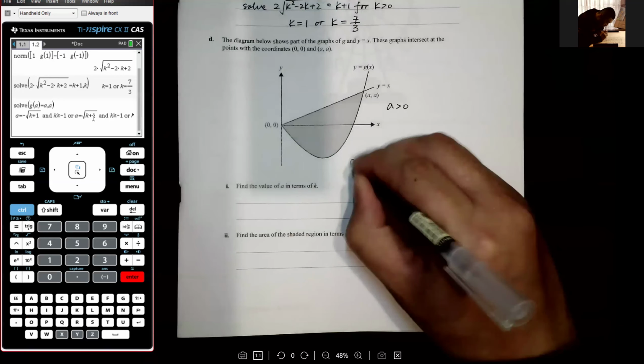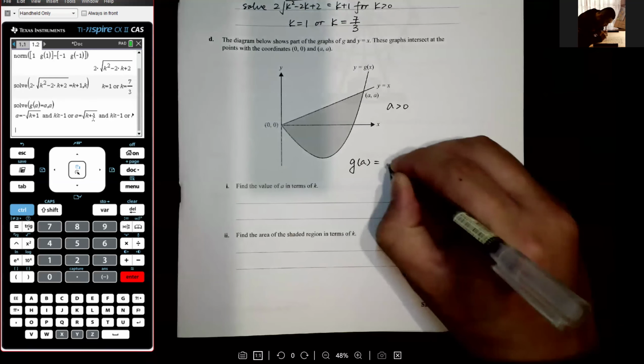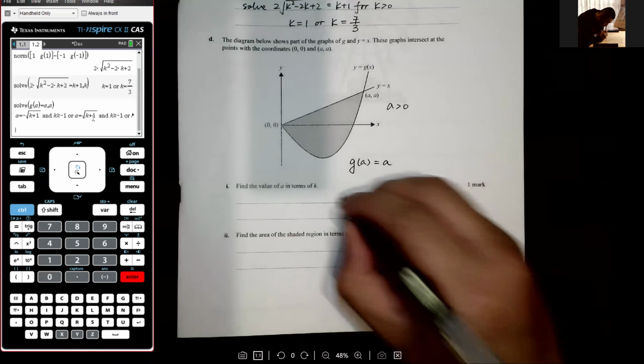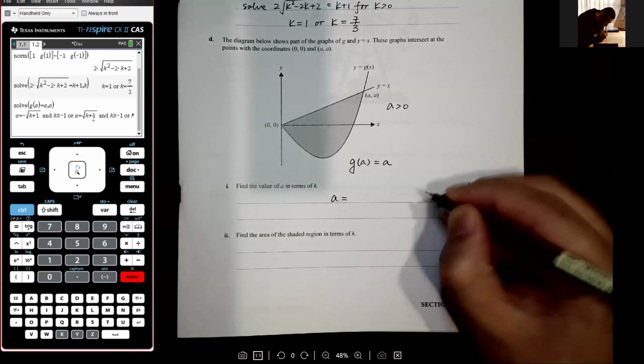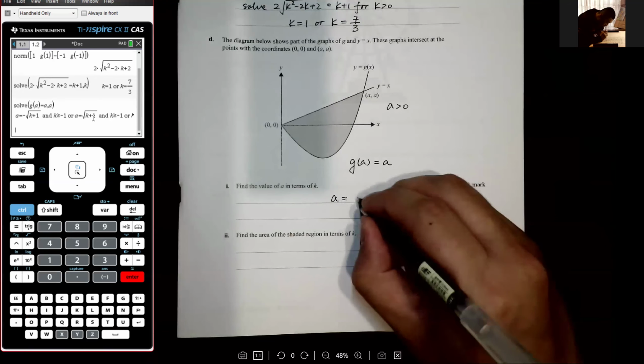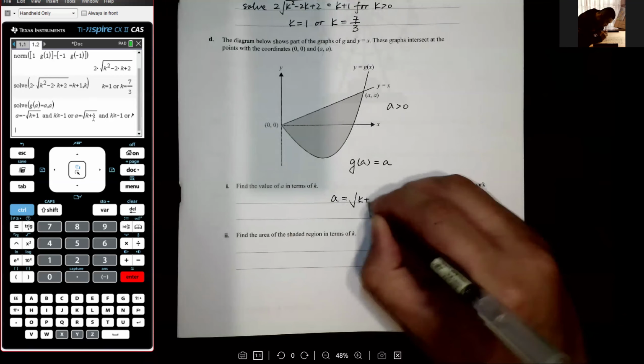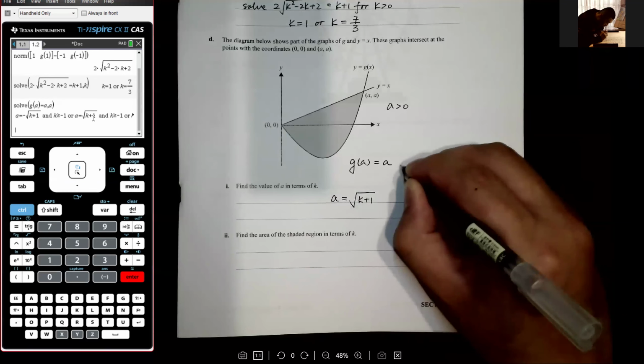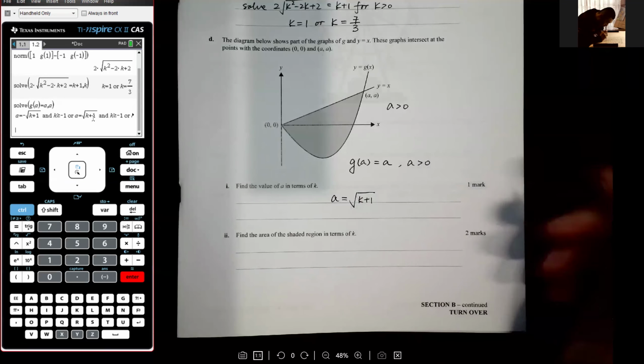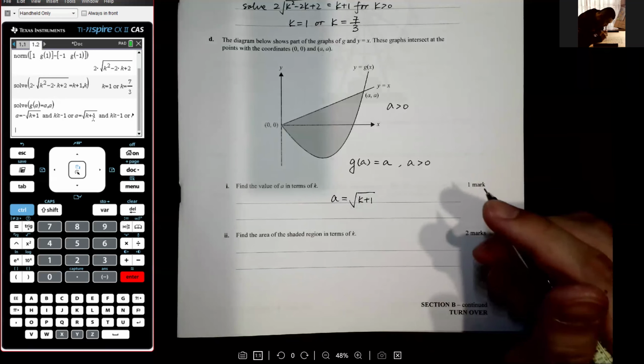So we say g(a) equals a, or g(x) equals x. The question wants the letter a, not x. So we say a equals root k plus 1.